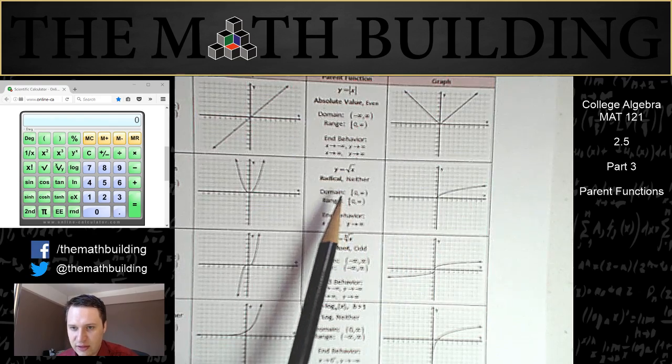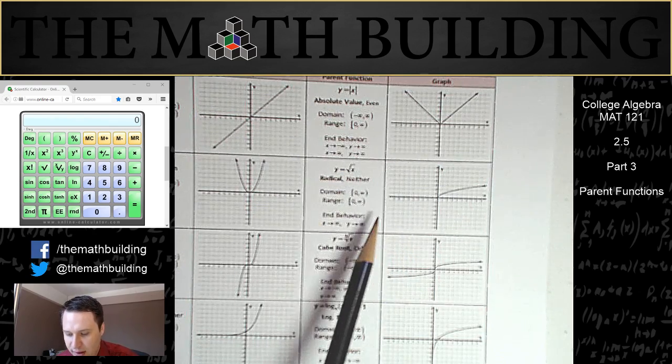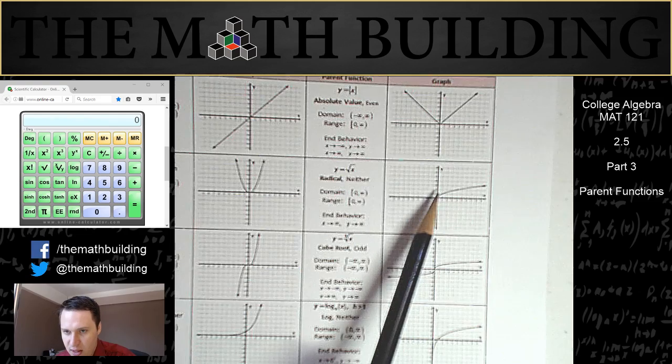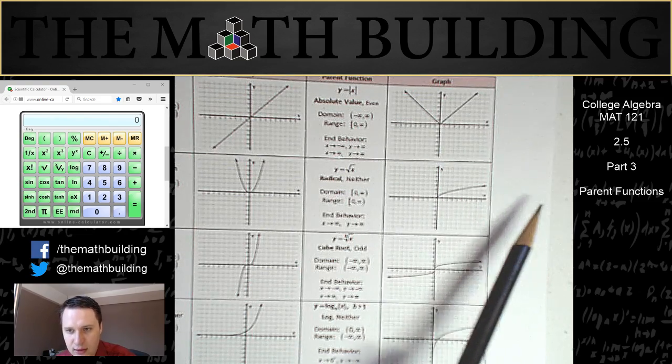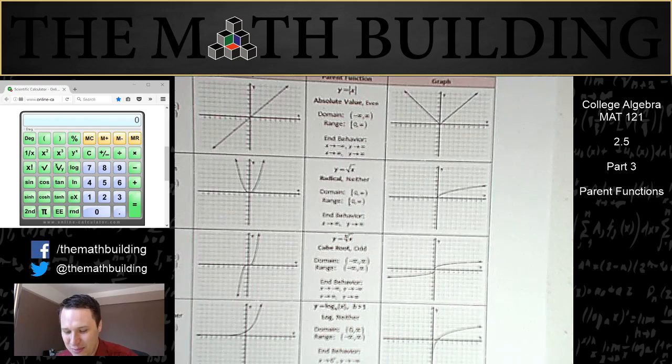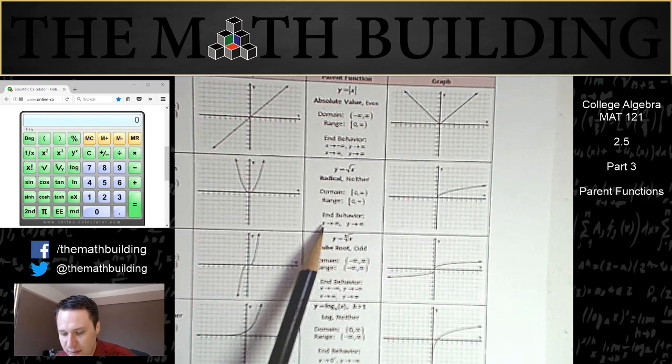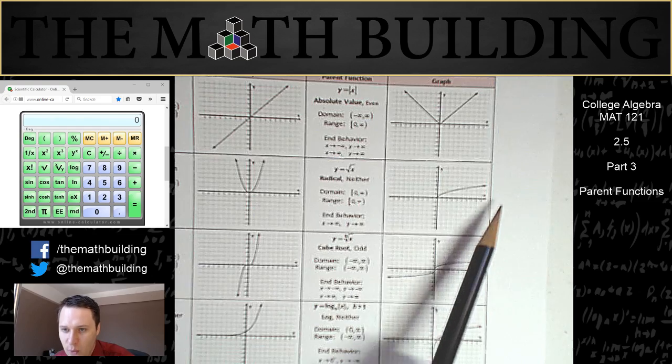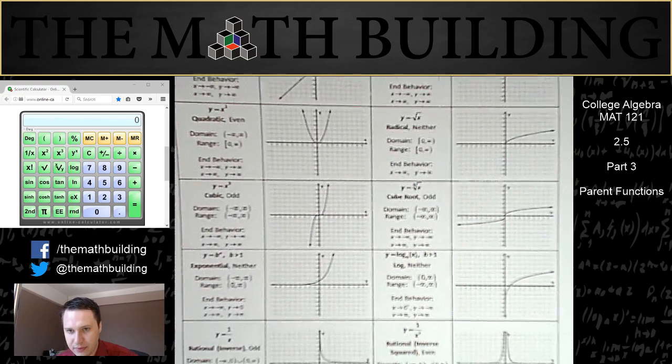And so you can see that the domain is only positive and the range is only positive because we can only plug in positive numbers and it only kicks out positive numbers. Notice the end behavior as x goes to infinity, y will keep going up forever.